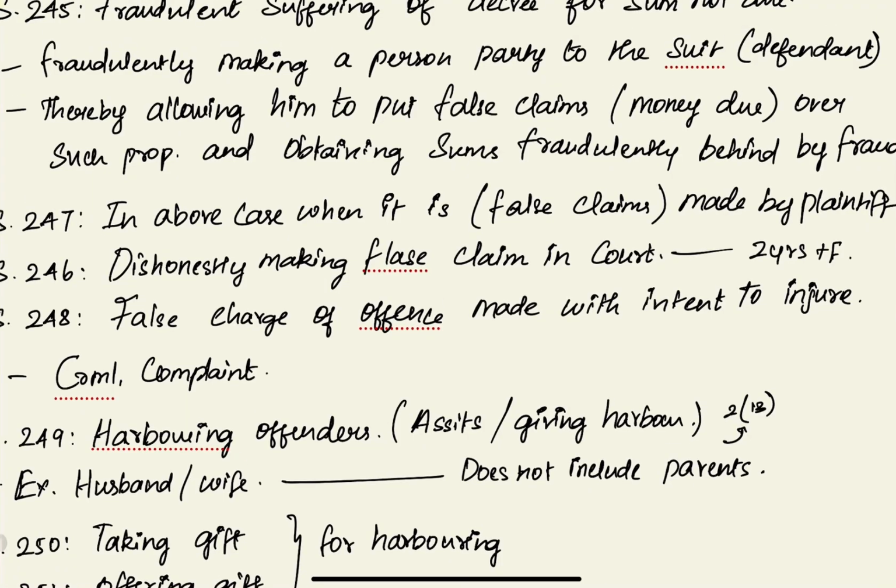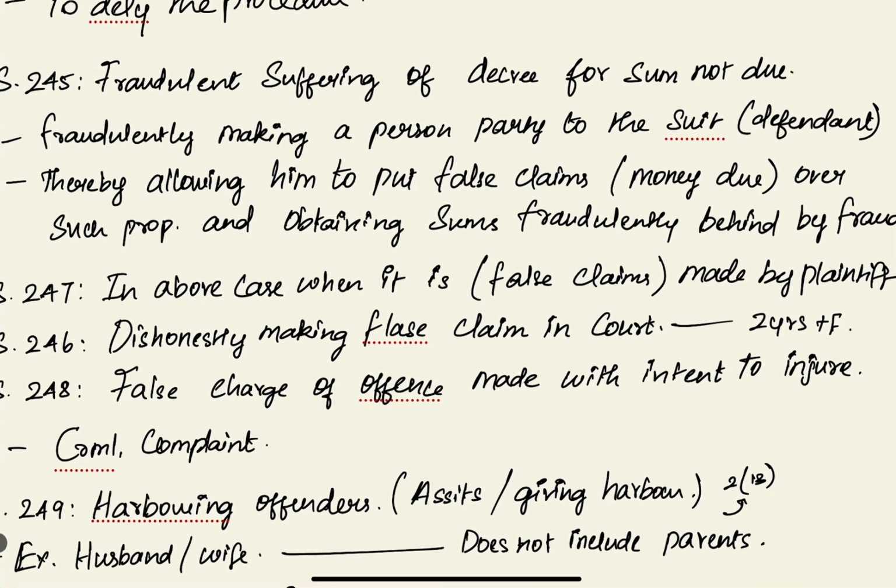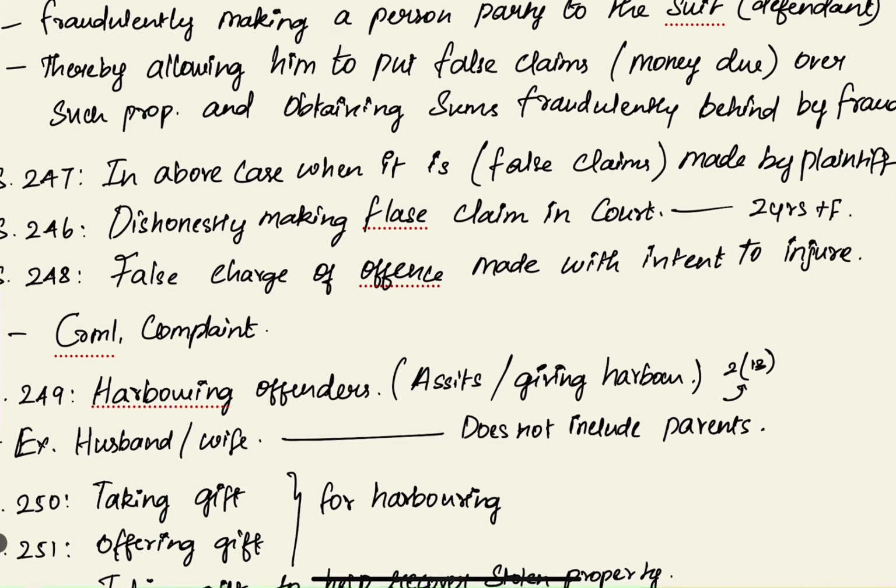And section 247 deals with when a false claim has been made when he is a plaintiff. We have dealt with section 245 where he appoints the defendant and makes the person a party as a defendant, and the same is here. He is not a defendant here, he is a plaintiff himself. So in such case he shall be liable under section 247.